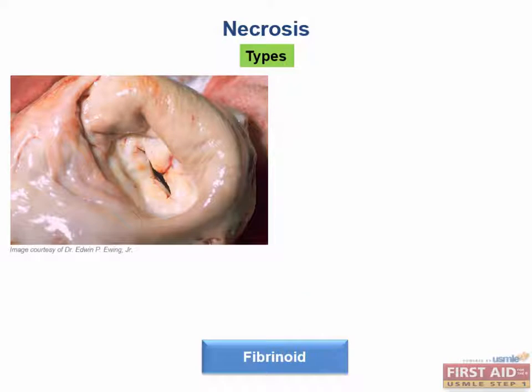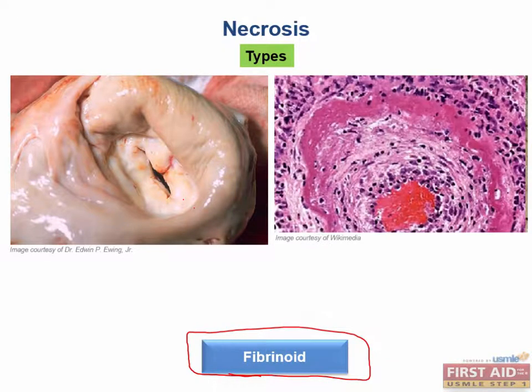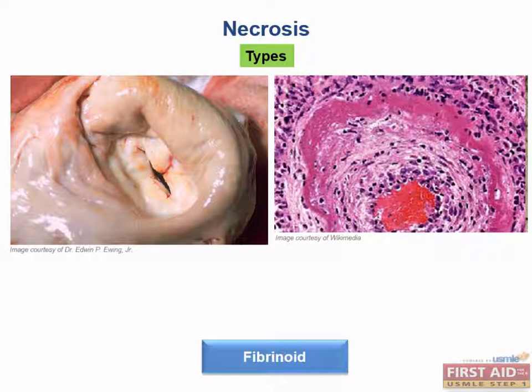So this is fibrinoid necrosis. This is the necrosis of immunologic disease. We see it in rheumatic fever. We also see it in lupus. Here's a blood vessel here. Systemic lupus erythematosus. That's actually an antigen and an antibody floating around in the blood vessels and causing all kinds of damage.